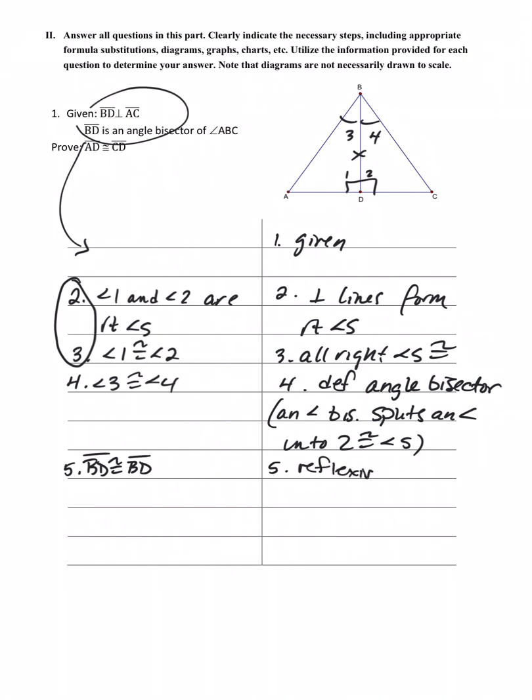So now the triangles are congruent by angle side angle. And then AD is going to be congruent to CD by CPCTC. Okay, so this is triangle ADB congruent to triangle CDB. And then AD congruent to CD. Nice, straightforward proof. Let's go to the next slide.